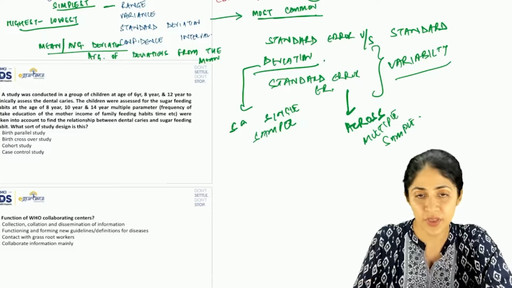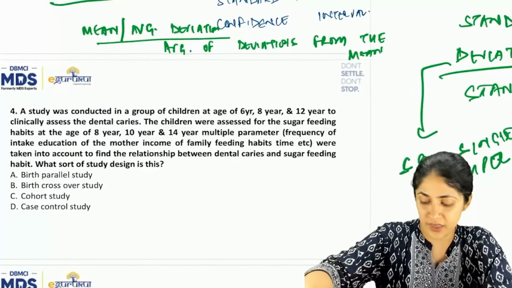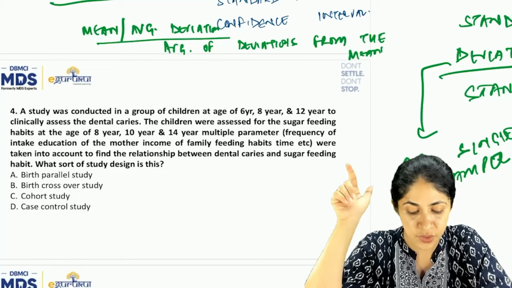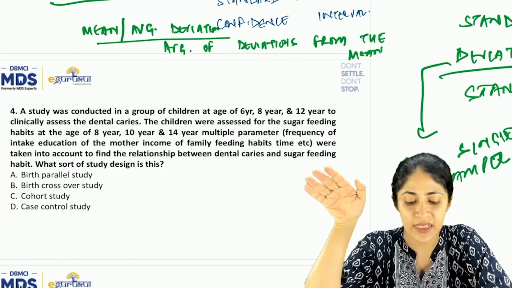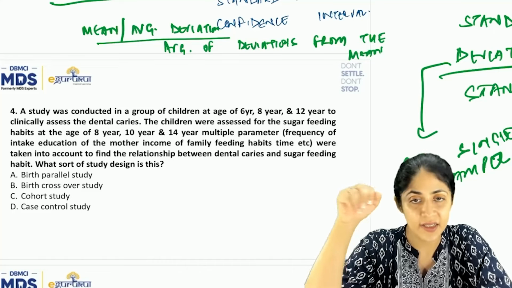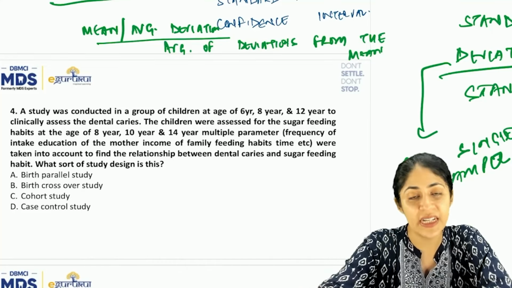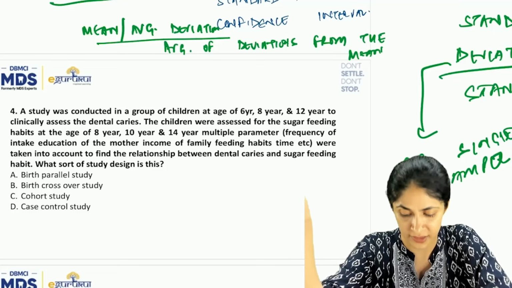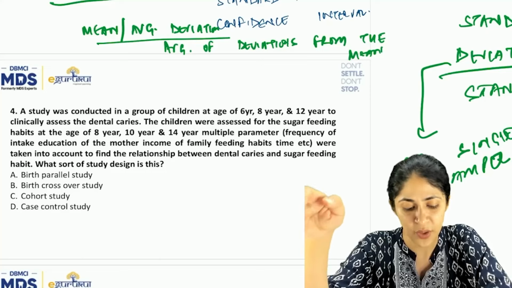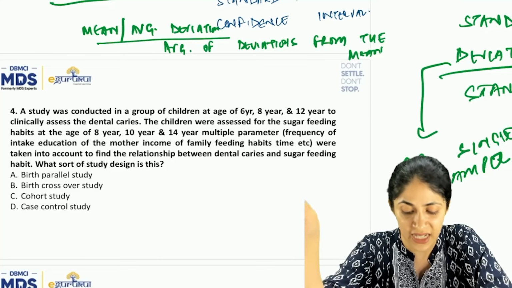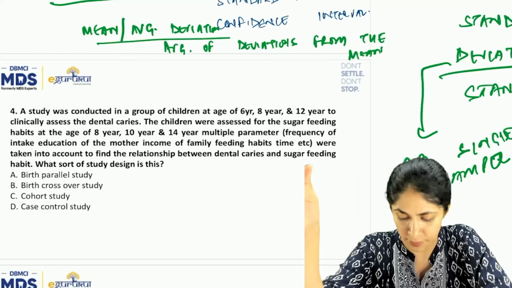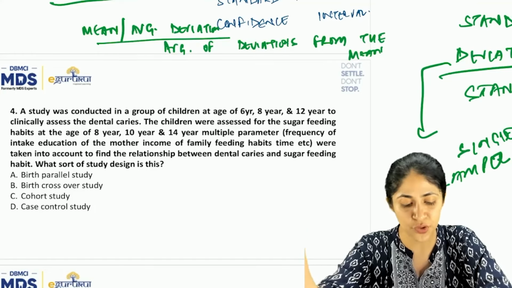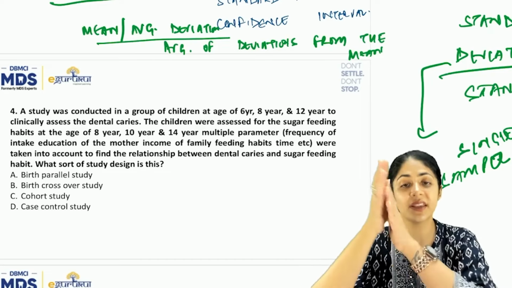Now coming to the next question: a study was conducted in a group of children at the ages of 6, 8 and 12 years to clinically assess dental caries. At these ages, the children were assessed for sugar feeding habits. They looked at the frequency of intake, education of the mother, income of the family, and the feeding habit, and wanted to see the relationship between dental caries and sugar feeding habit. So what is the study design in this?